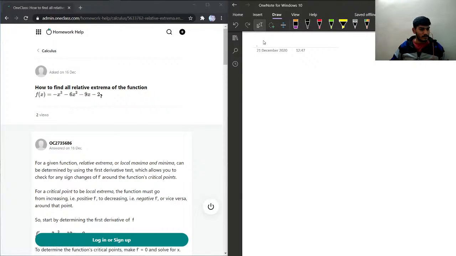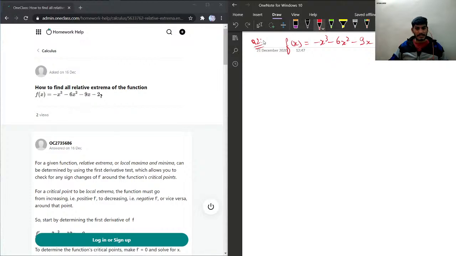So how to find the relative extrema of the function? This is again going to be a lengthy one. So we have question number 2. The function is given as minus x cubed minus 6x squared minus 9x minus 2.